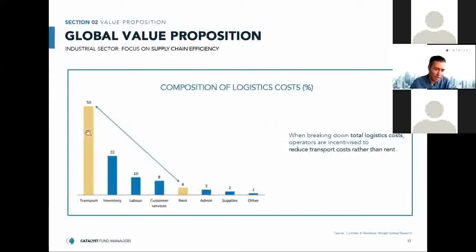If I could cut my transport costs by 10%, that's a 5% reduction in my total cost. I'm quite happy to pay a 10% increase in rent. That only increases my total cost by 0.4%. So you can see the incredibly strong pricing power that the owners of this well-located, high-quality logistics real estate actually have. And that, again, is leading to a very strong tailwind behind the industrial and logistics sector.